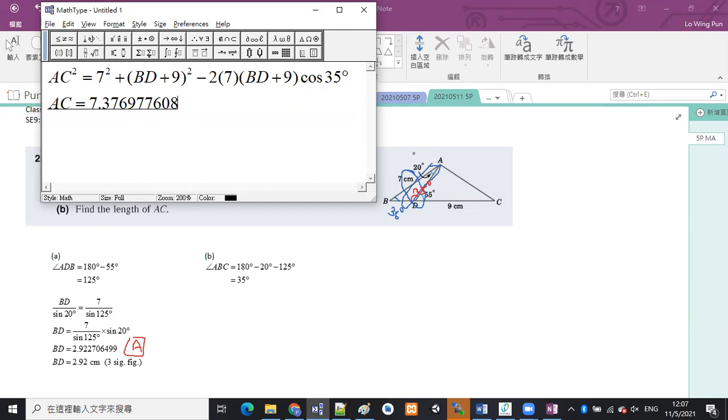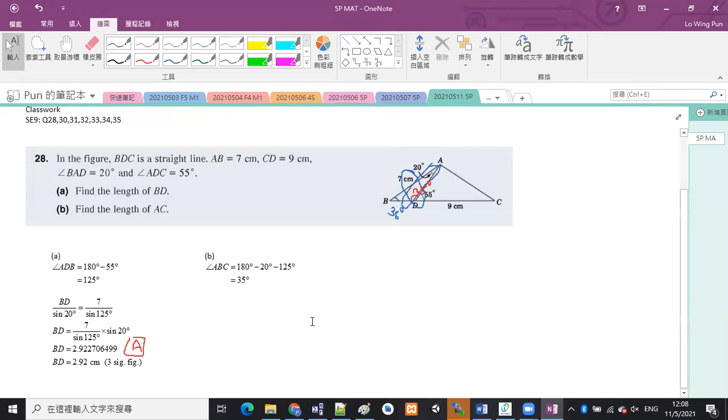Okay? And then the program will give you the answer directly. But AC is the final answer, so we need to correct this to 3SF. So it should be 7.38 with the unit cm. And this is 3 significant figures. Okay, so that is the final answer.